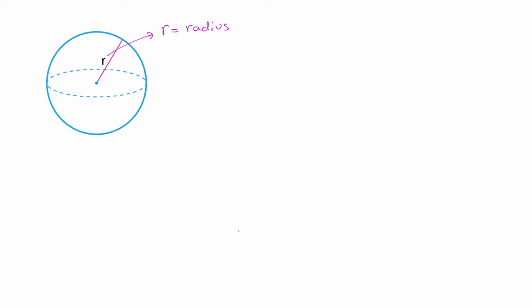Given that the sphere has radius of r, its volume can be calculated by the equation 4 over 3 pi r cubed. You can also write this as 4 pi r cubed over 3. And its surface area can be found by the equation 4 pi r squared, which is just 4 times the area of a circle.